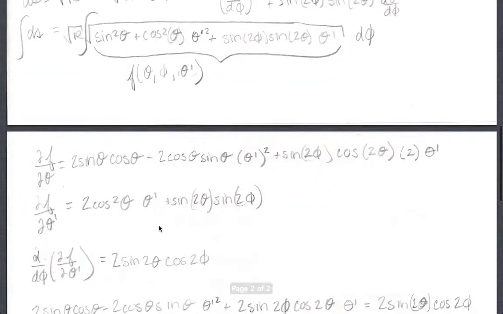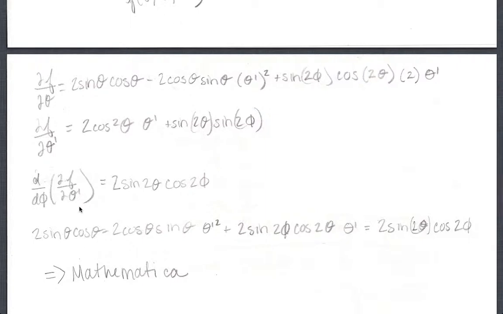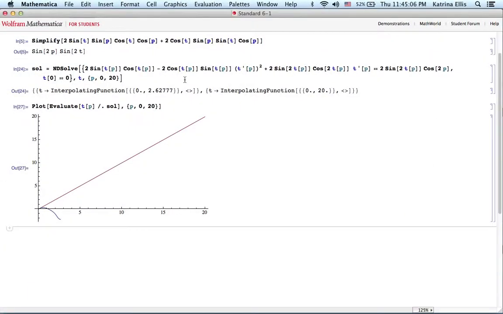So to use the Euler-Lagrange, I found df d theta is this, df d theta prime, and then d phi of df d theta prime is this, and then I set them equal to each other. I set this equal to this, because that's what the Euler-Lagrange equation is, and then you get this mess of a differential equation, and so I let Mathematica handle that for me, and I solved it here in this line, and then I plotted it.